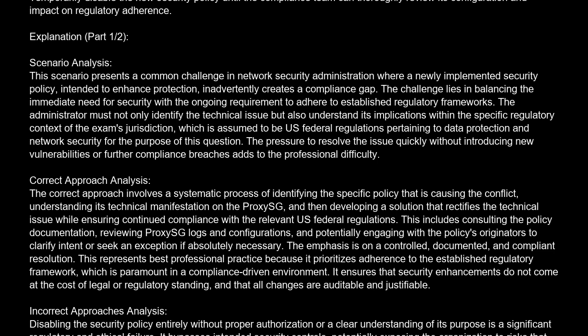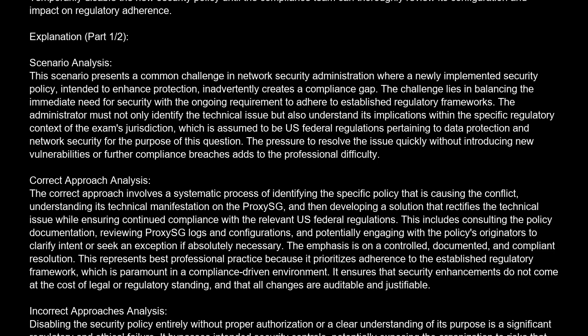Correct approach analysis. The correct approach involves a systematic process of identifying the specific policy that is causing the conflict, understanding its technical manifestation on the ProxySG, and then developing a solution that rectifies the technical issue while ensuring continued compliance with the relevant U.S.